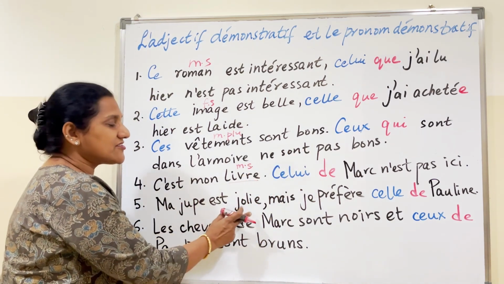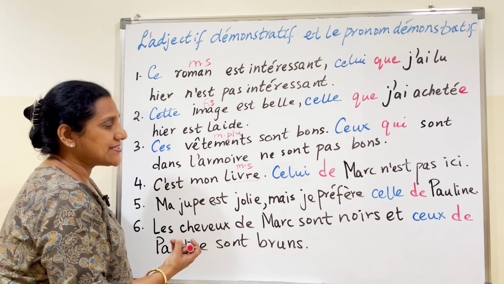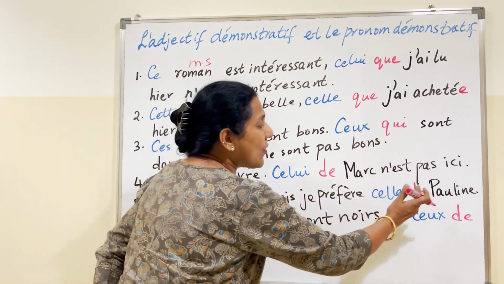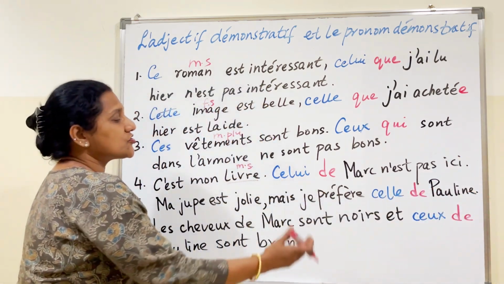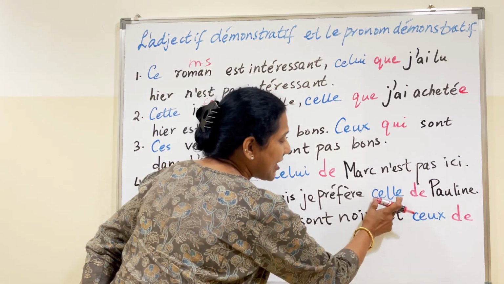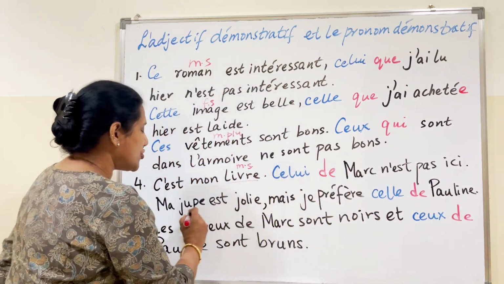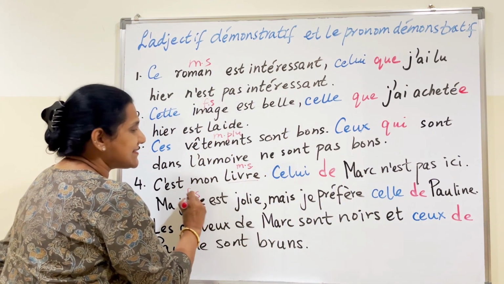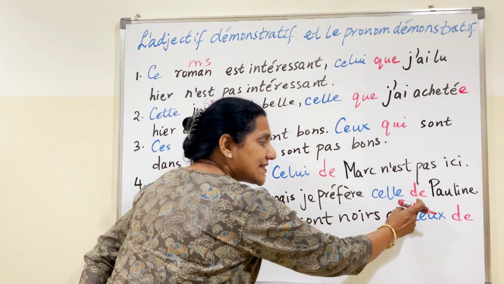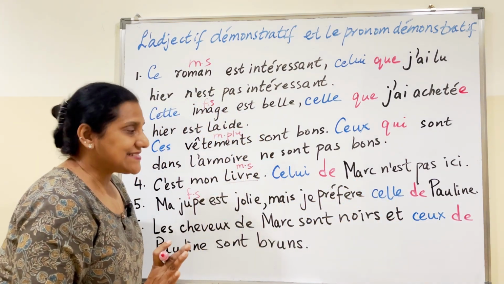Ma jupe est jolie. My skirt is pretty. But I prefer the one of Pauline. So, je préfère celle de Pauline. Why am I using celle? Because jupe is feminine and singular. And the "de" is already there, so I don't need to add -ci and -là.